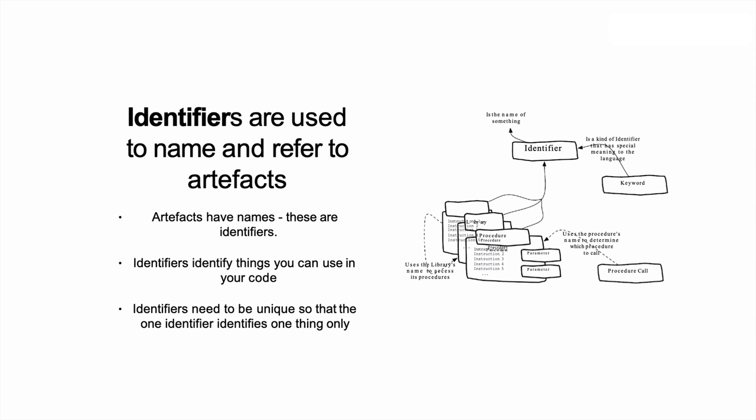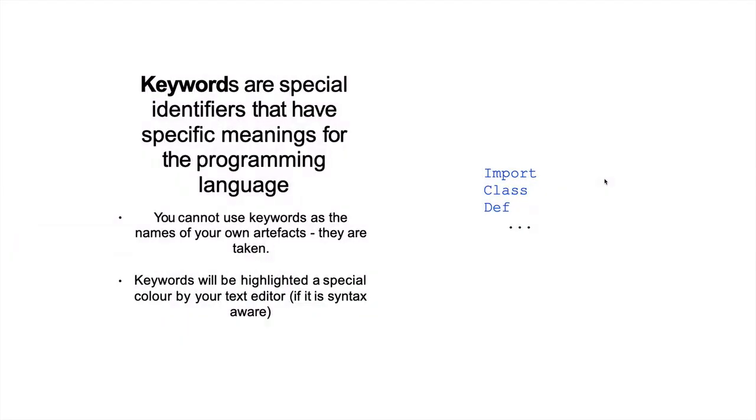We have keywords, which we'll take a look at now. Keywords are special identifiers that have special meanings for the programming language. In Python, for example, we have import, which has a special meaning, and it tells the programming language that I want to import that class or I want to import that module. Class is a keyword which helps us define a class. Def in Python means that we are defining a function, and different programming languages have different keywords. The main key point about keywords is you cannot use keywords as the name of your own artifacts. They are taken by the programming language.